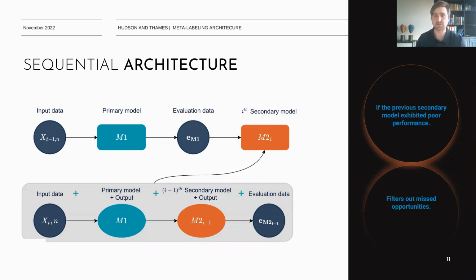Also, one of the things that we thought about is that since recall, or the number of trades that you take when applying meta labeling, will always be lower, the secondary model can make sure that you're not excluding too many missed opportunities that may have been profitable that you are not taking. So this was kind of the idea of the sequential architecture. It lends a lot to boosting, which is another architecture that we'll get to in a second.